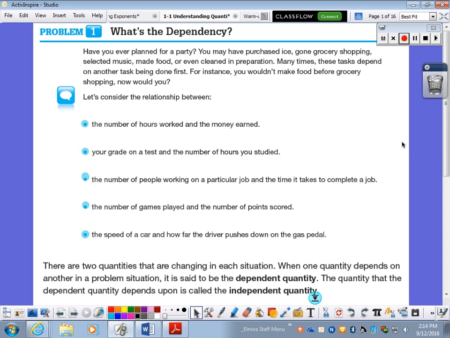The first bullet says the number of hours worked and money earned. Well, the amount of money earned depends on how many hours you work. So that would be the dependent, and that would be the independent. Or you could think of it this way: you work first and then you get paid. Or this is about hours. That's time. That makes it independent.